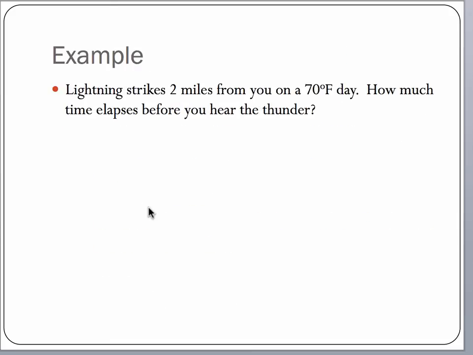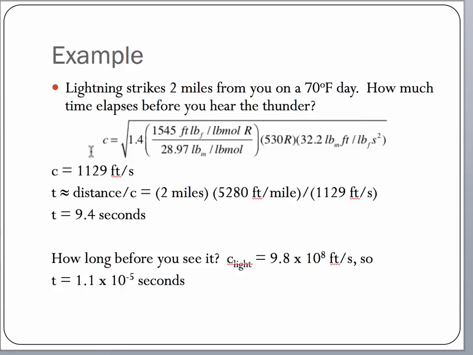So let's look at an example. Say it's a nice 70-degree Fahrenheit day and lightning strikes 2 miles away. How long before you will hear the thunder? I'm talking about the speed of sound. K, if you look it up, is about 1.4. R is 1545 in engineering units, foot-pounds force per pound mole degree R. Of course, pound moles are awkward, so 28.97 is the molecular mass, in pound mass per pound mole. The temperature is 530 in degrees Rankine.